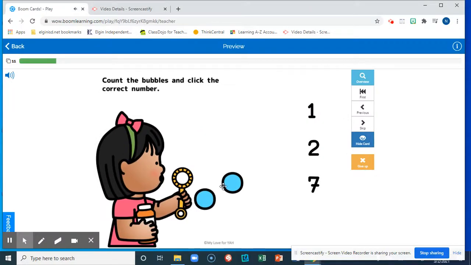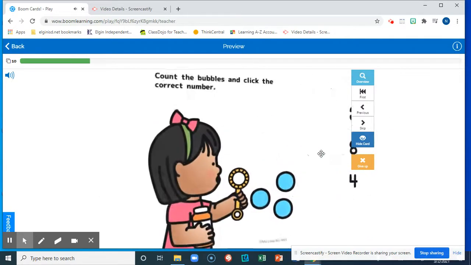How many bubbles do we have here? 1 and 2. So which one's number 2? Is it the top, middle, or bottom? Which one's number 2? If you said the middle, then you got it correct. But before I click on that, I'm going to ask you, what number is this? Say it before I give you the answer. This is number 1. And what number is this? This is number 7, and we need number 2. This is number 2 right here.